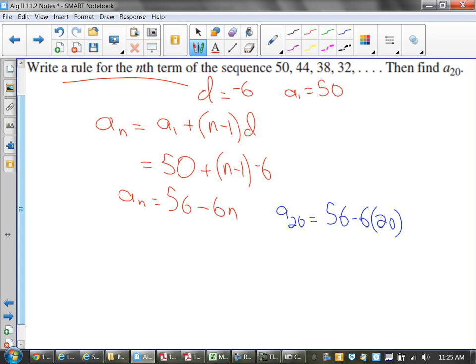Where's the 20 come from? The second part of the problem. That's a 20? So there's different parts. It's a 20 period. Oh, I see. Find the 20th term. Oh. What was it? Negative 6. Good. Again, what's going to happen?